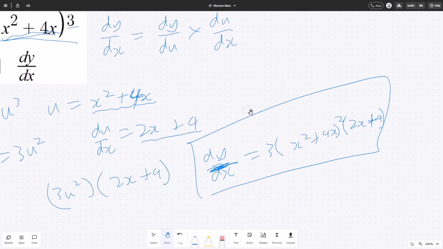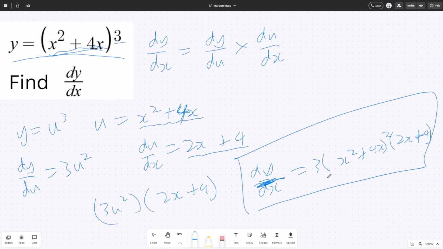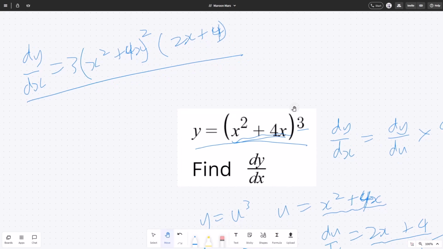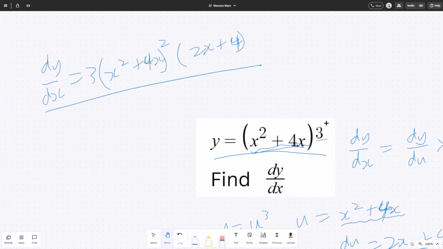Okay, guys, look. We can do all this, and we get 3 times x squared plus 4x, squared, times 2x plus 4. Same answer. And we finished it in less than 10 seconds. Guys, look, that is how the derivative is done using the chain rule.